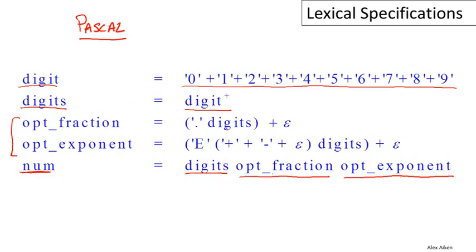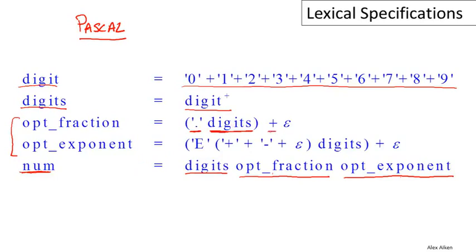And the optional fraction looks a little less scary, so let's do that one first. So what's going on inside the fraction? Well, if we have a decimal fraction, there's going to be a decimal point, and that's going to be followed by a string of digits. So this is just the fractional part of the floating point number. It's the stuff that comes after the decimal point.